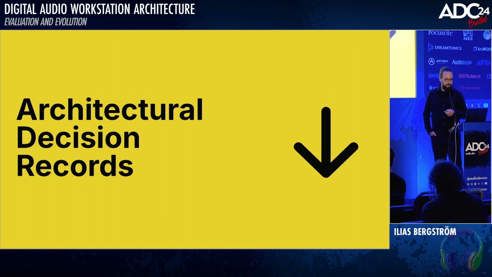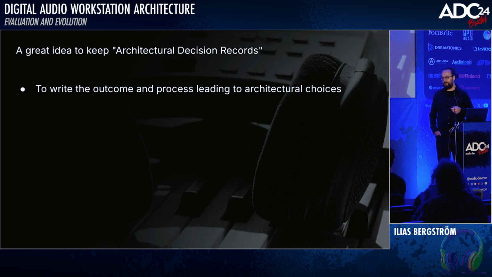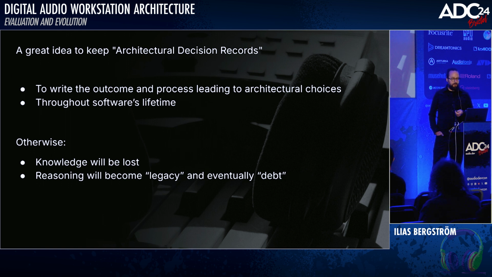So before going into the examples, I want to introduce the concept of architectural decision records. It's a great idea to keep these. Sure, we're always sort of documentation averse, but I'm not so much documentation averse as really mindful of writing exactly the right kind and amount of documentation, and this is something that I think is a very good idea to do. They're about writing the outcome and process leading to architectural design choices throughout software's lifetime. Otherwise, the thought process that went into a decision will be lost, knowledge will be lost, and the reasoning will become legacy and eventually debt. There will be decisions in the code that you can't really reason around why they were made to begin with.